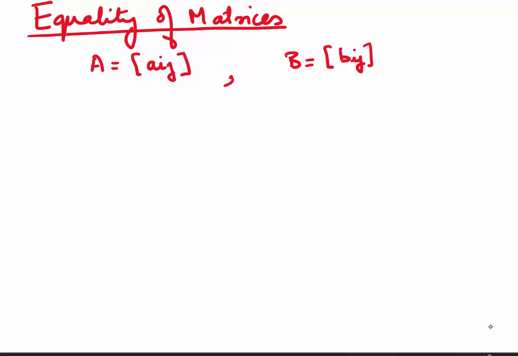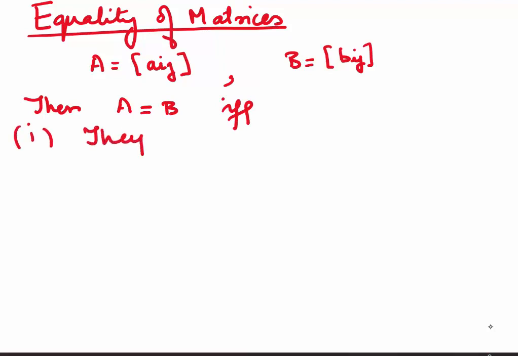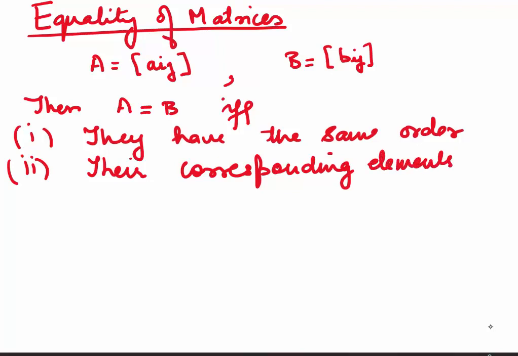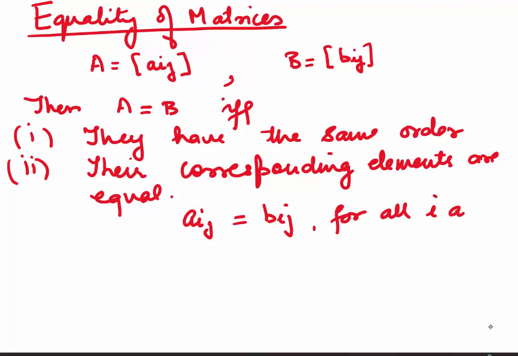What if we are given two matrices A and B? A has elements Aij and B has elements Bij. Then A will be equal to B if and only if, first thing, they have the same order. And second thing, their corresponding elements are equal. Now, what does that mean? It means Aij are equal to Bij for all i and j.